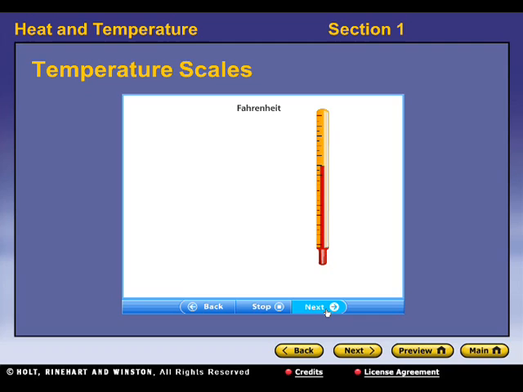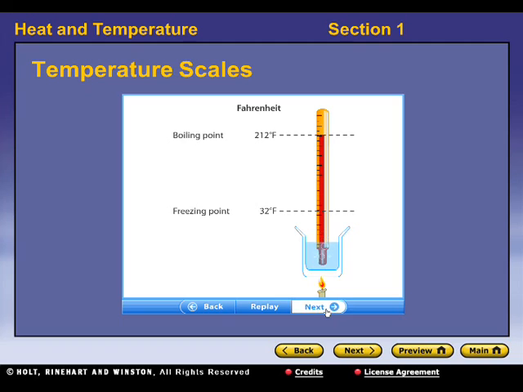In the United States, the Fahrenheit scale is commonly used for purposes of meteorology and medicine, as well as in most non-scientific areas. On this scale, the freezing point of water falls at 32 degrees, and the boiling point of water falls at 212 degrees. On the Fahrenheit scale, these two reference points are separated by 180 degrees.